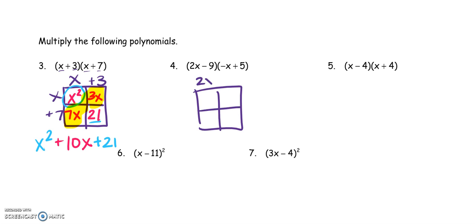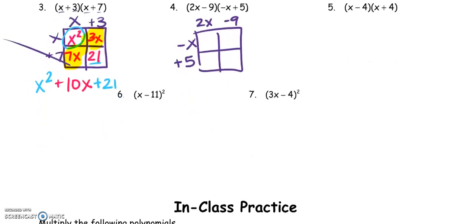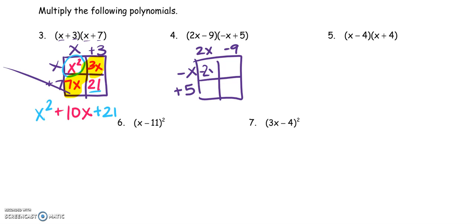So you have 2x minus 9, negative x plus 5. So always do your multiplication first. 2x times negative x is negative 2x squared. Negative x times negative 9 is a positive 9x. 2x times 5 is 10x. 5 times negative 9 is negative 45.